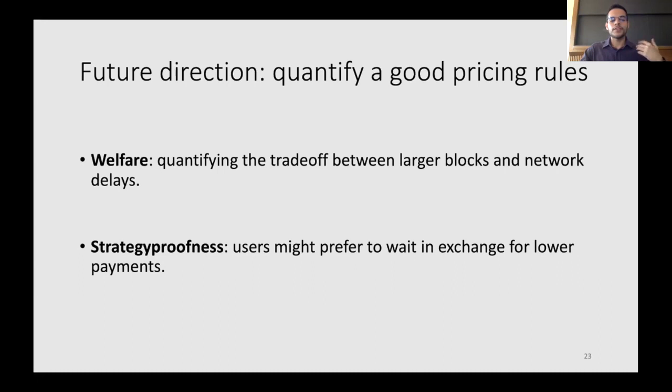Another point is strategy proofness, where we like posted price mechanisms because they're strategy proof, but in practice users might not really care about waiting to enter a block in the future. So many buyers might be willing to wait. So strategy proofness sometimes might be a simplistic notion to analyze these mechanisms.